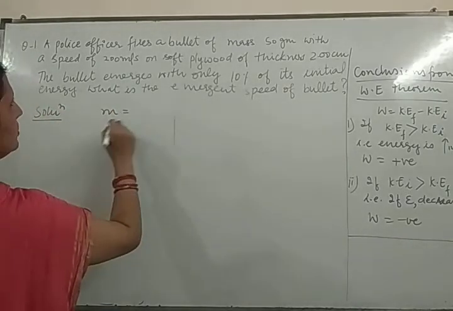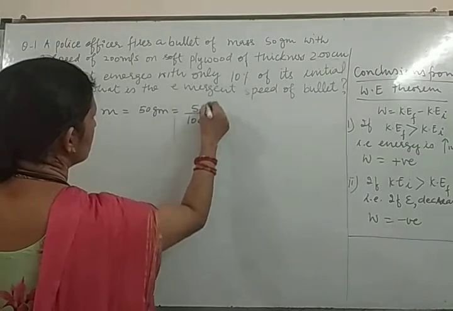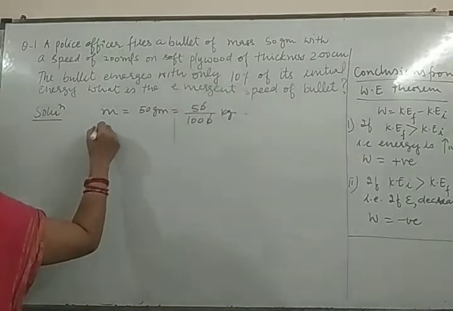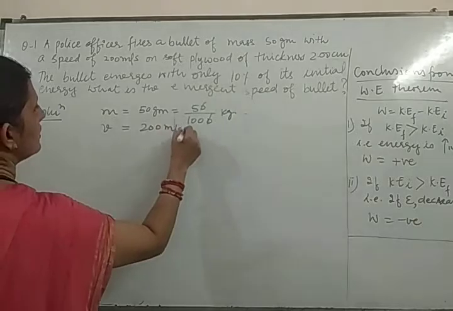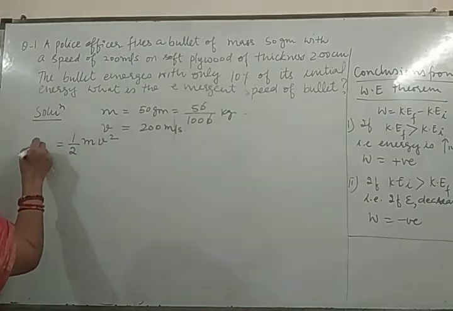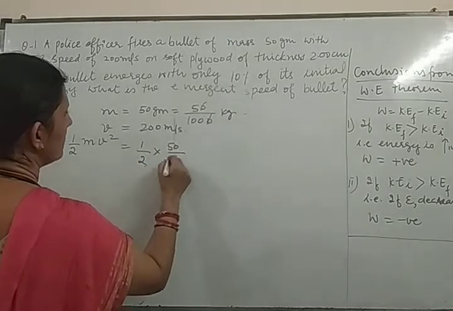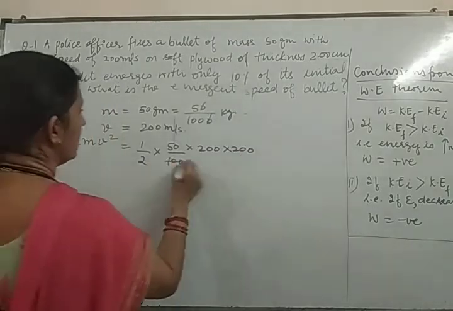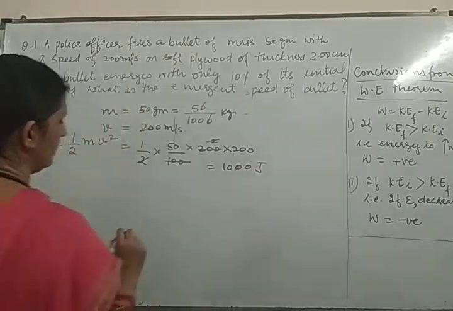For that, write what is given to you. Mass is 50 gram. Convert it into kilogram, 50 by 1000. Then velocity is 200 meter per second. What will be the initial kinetic energy? That is half mv square, kinetic energy initial. This is half into 50 by 1000 into v square, 200 into 200. 100 will cancel out 2, and this is 1000 joule.